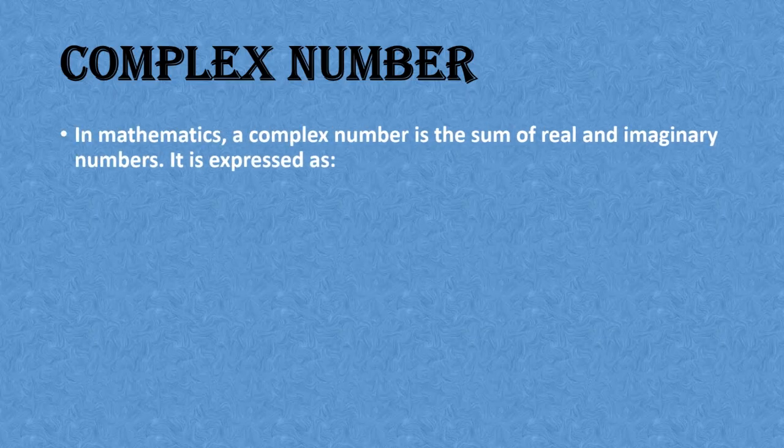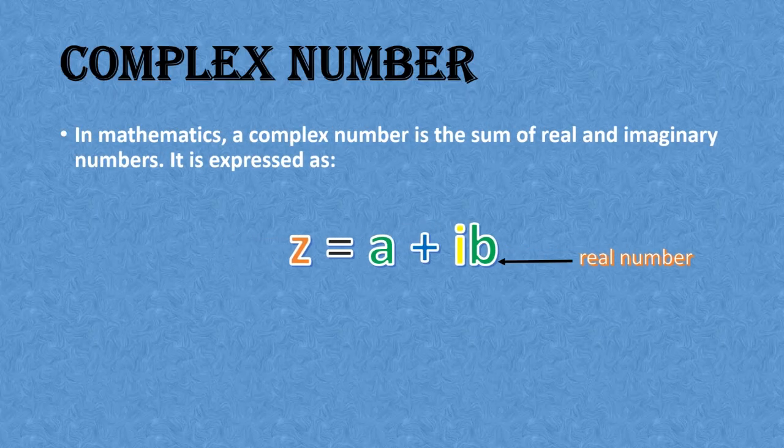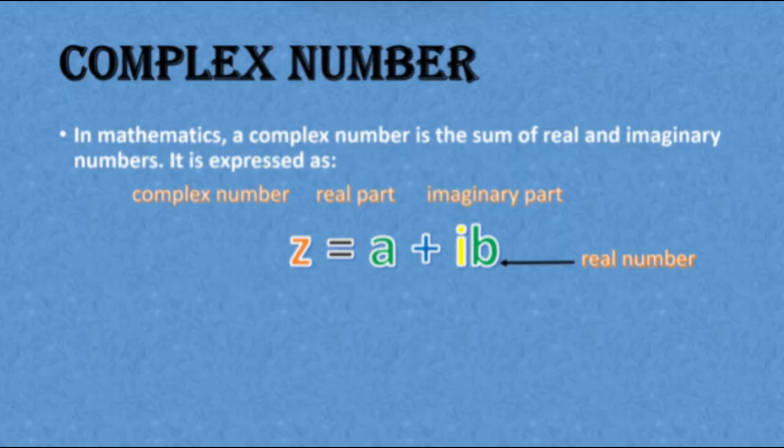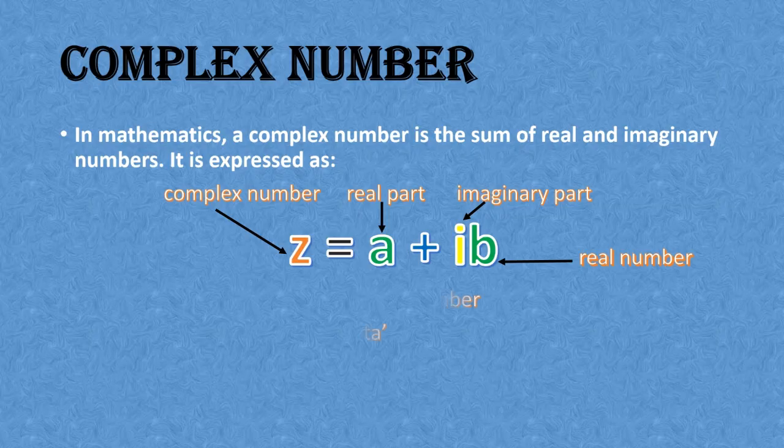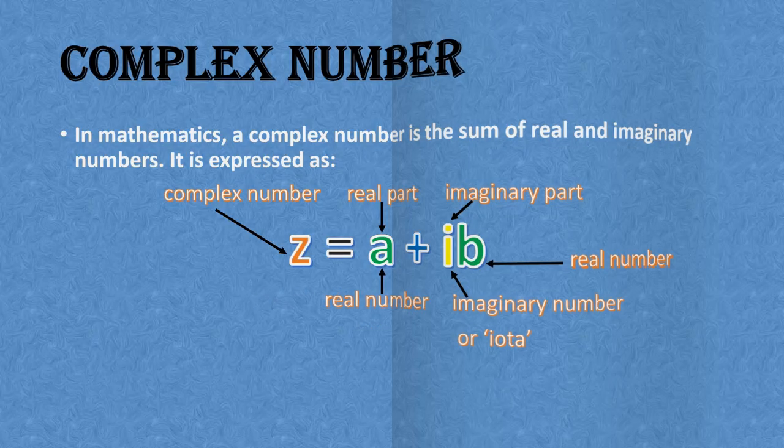Complex number. In mathematics, a complex number is the sum of real and imaginary numbers. It is expressed as z = a + ib, where a and b are real numbers, and i represents the imaginary part, imaginary number.